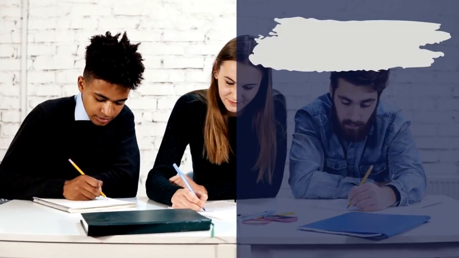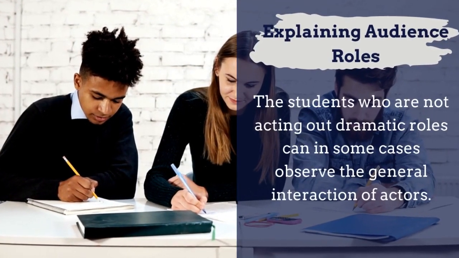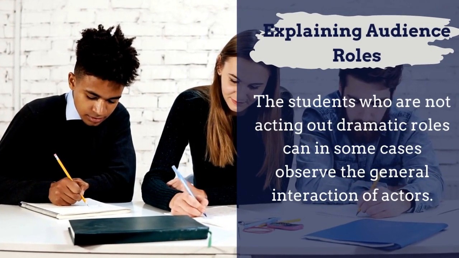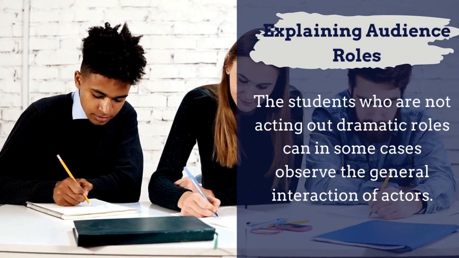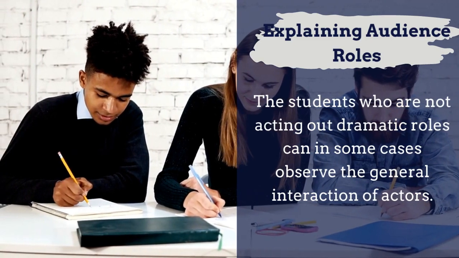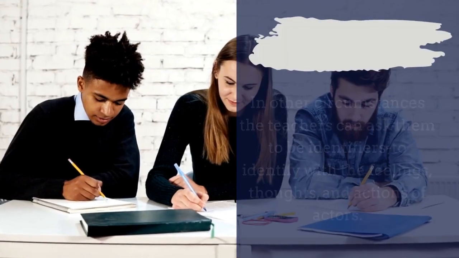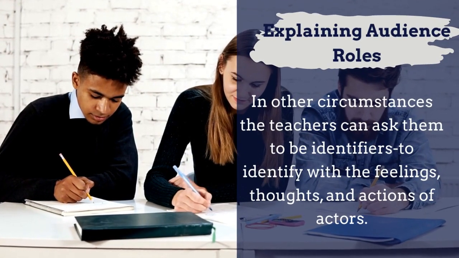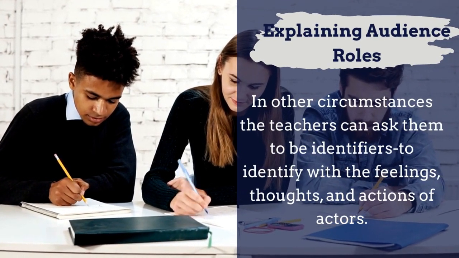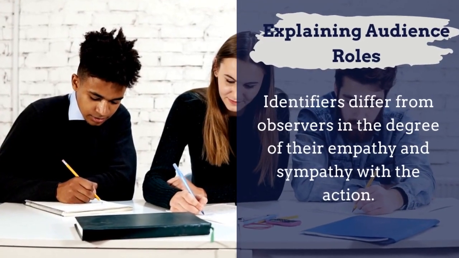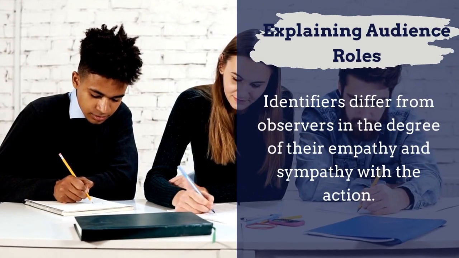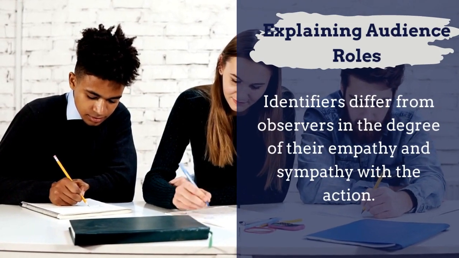The audience also has a role. They need to be oriented on it. The students who are not acting out dramatic roles can in some cases observe the general interaction of actors. In other circumstances, the teachers can ask them to be identifiers, to identify with the feelings, thoughts, and actions of actors. Identifiers differ from observers in the degree of their empathy and sympathy with the action.